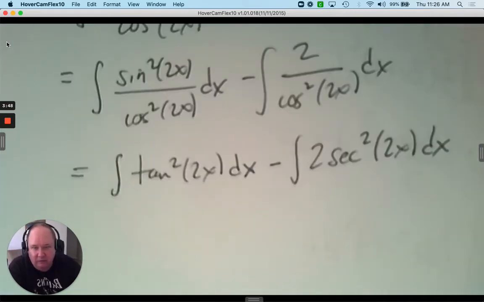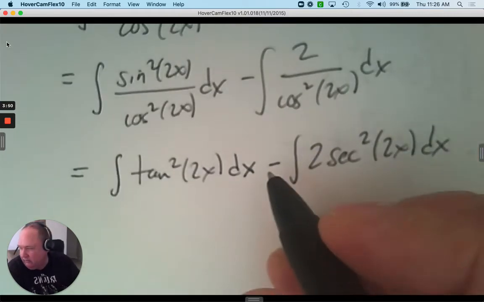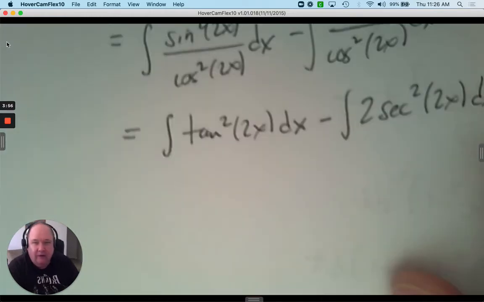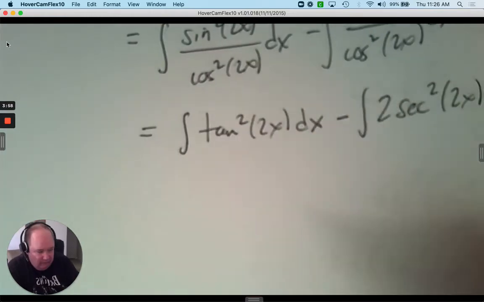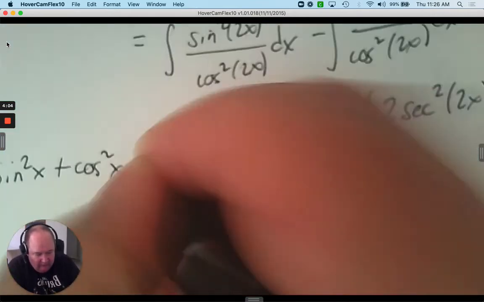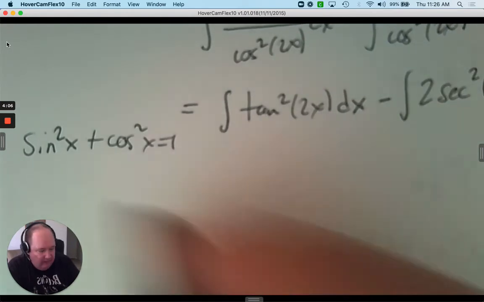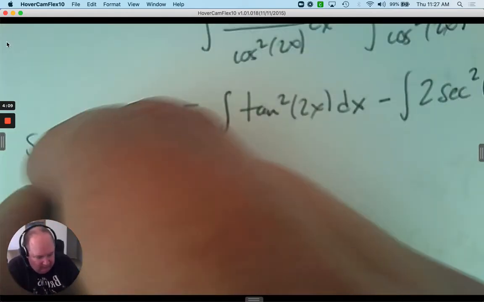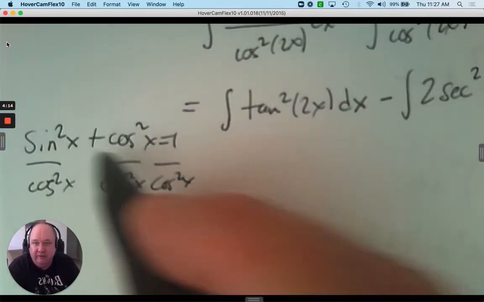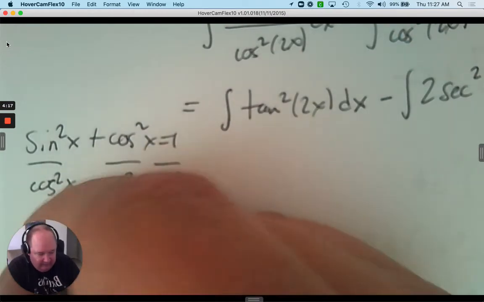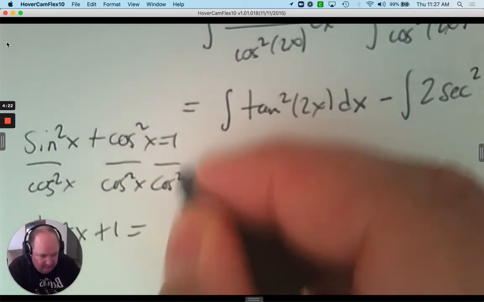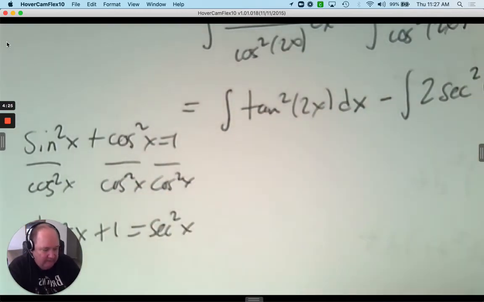And now what direction would I go? Well, tangent squared is a trig identity, right? So I can write that as a trig identity. So on the side here, I'm going to do that for you. So we know the trig identity, sine squared plus cosine squared is equal to 1. If I divide everything by cosine squared, you can even see sine over cosine, that's tangent squared. Cosine squared divided by cosine squared is 1. And then 1 over cosine squared is secant squared.